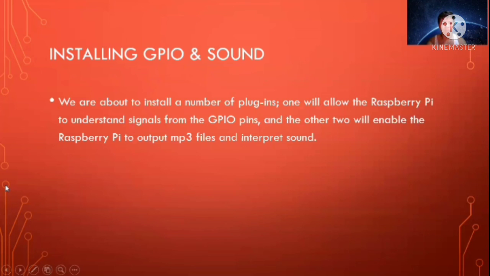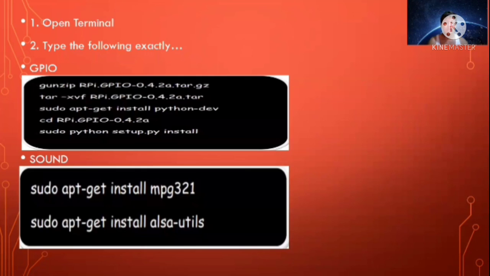So installing GPIO and sound. We are about to install a number of plugins. One will allow the Raspberry Pi to understand signals from GPIO pins and the other two will enable the Raspberry Pi to output MP3 files and interpret sound. So first open terminal, type the following exactly. GPIO, so this is what will appear, then sound, so this is what will appear.